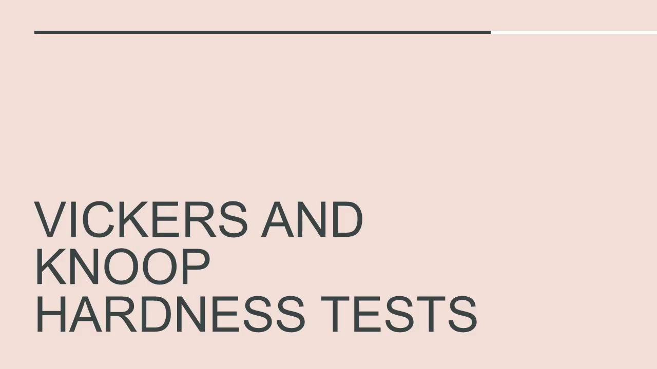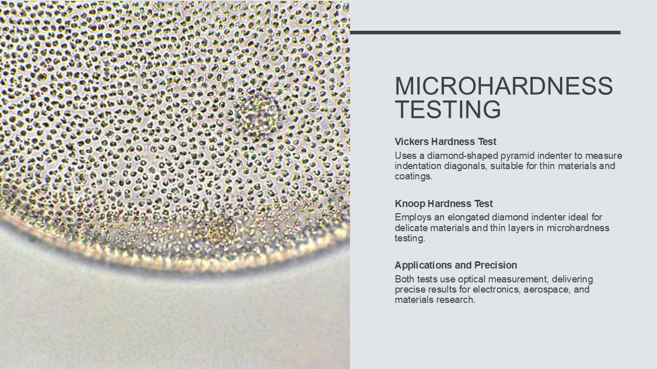Next, let's talk about microhardness testing, Vickers and Knoop hardness tests. The Vickers hardness test uses a diamond-shaped pyramid indenter and measures the diagonal length of the indentation under a microscope. It is highly accurate and suitable for thin materials, coatings, and small samples.